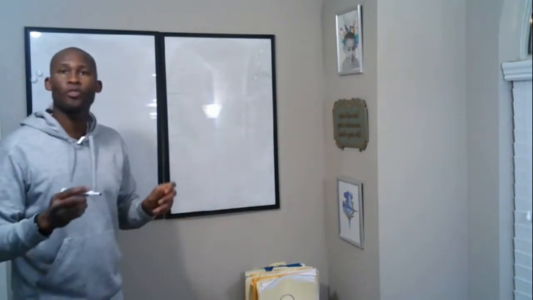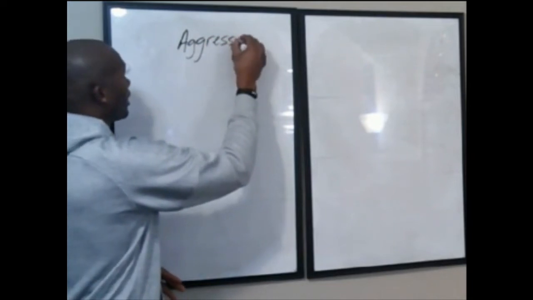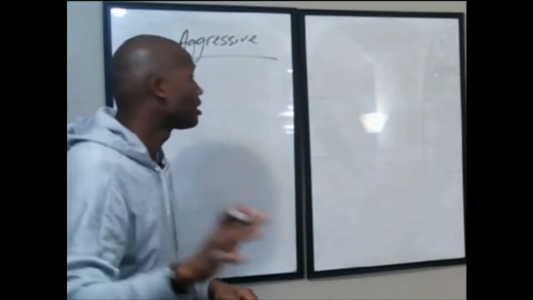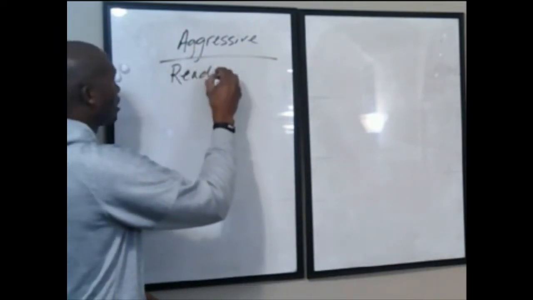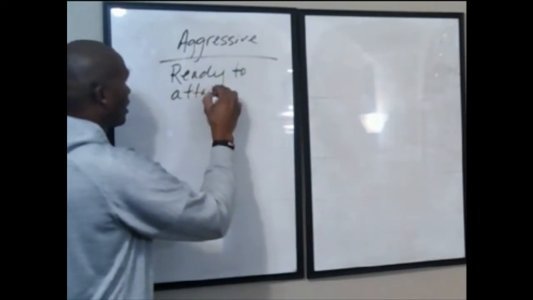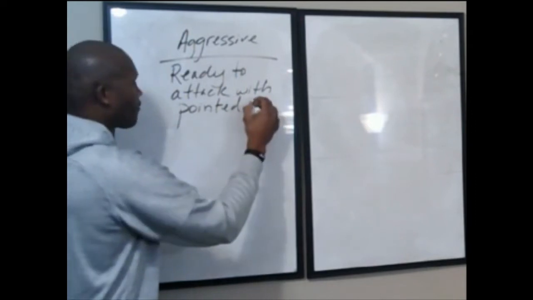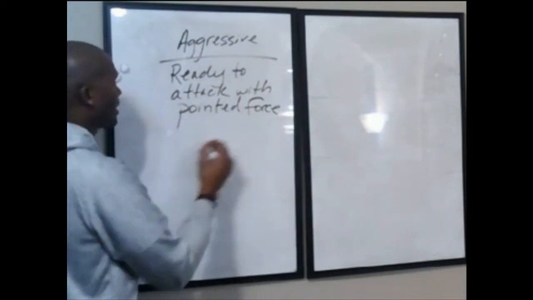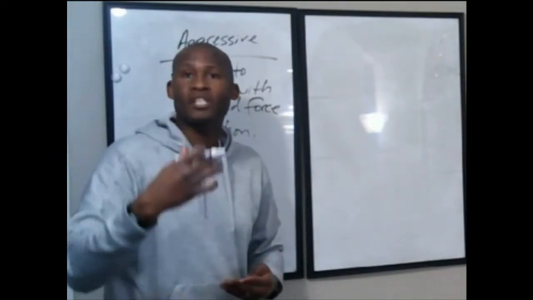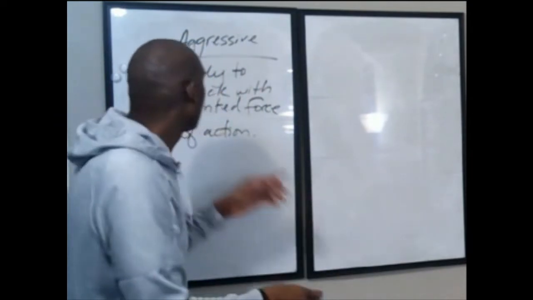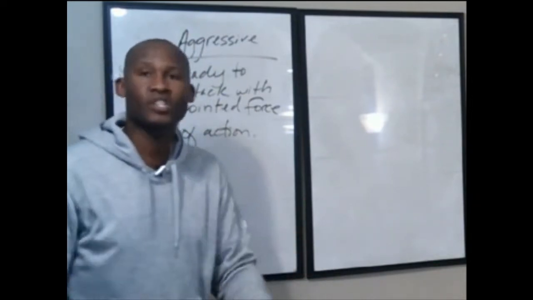First, let's talk about the word aggressive, the actual word itself. What does it mean? By definition, to give you a short version, aggressiveness is nothing more than being ready to attack with pointed, directed, whatever you want to call it, force. You can look at that also as force of action. This is my perception. If you look up the word aggression or aggressive, you'll see a readiness and an attack, and it's all about, again, pointed force of action.